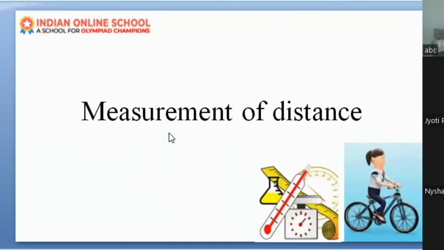If I ask you to define measurement in one sentence, how are you going to define it? Okay, so measurement is what? Measurement is a kind of comparison of an unknown quantity with a known quantity. How come it is? Let me tell you.